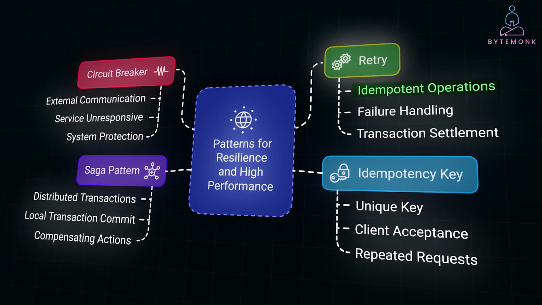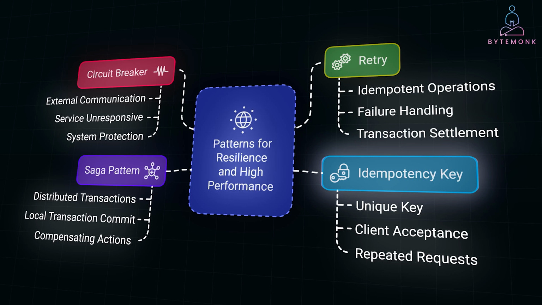For idempotent operations such as interacting with an external payment processor, retries are triggered in case of failures, for example timeout or network error. This ensures eventual consistency in operations like transaction settlement without duplicating operations. An idempotency key ensures that retrying a transaction due to network failures or similar won't result in a duplicate charge.